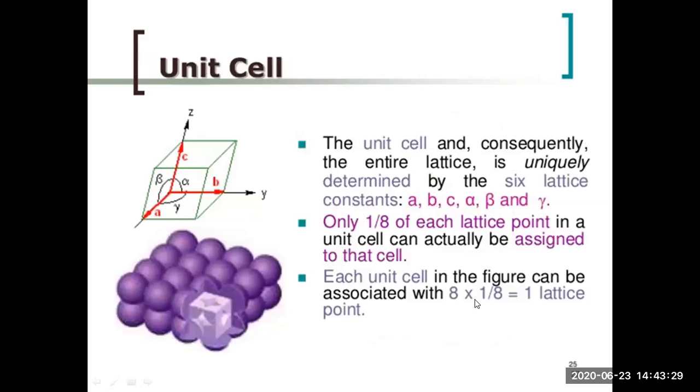Next is the unit cell. The unit cell, and consequently the entire lattice, is uniquely determined by the six lattice constants a, b, c, alpha, beta, and gamma. Only one-eighth of each lattice point in a unit cell can actually be assigned to that cell. Each unit cell in the figure can be associated with 8 times 1/8, which equals one lattice point. So what you can see here is a very simple geometry.